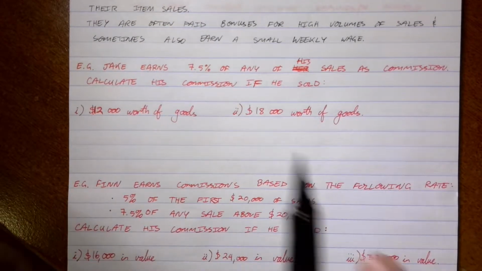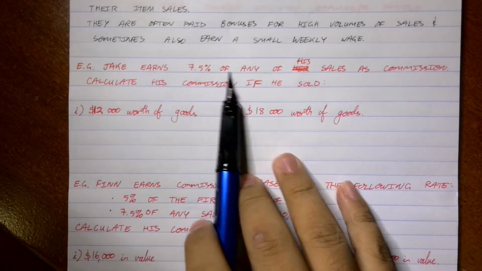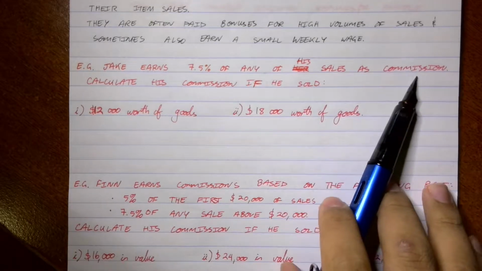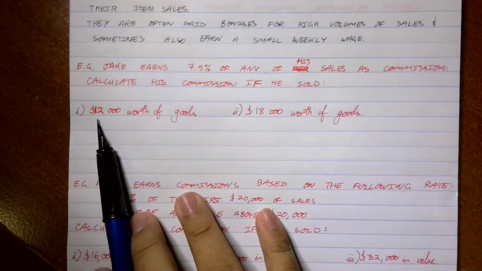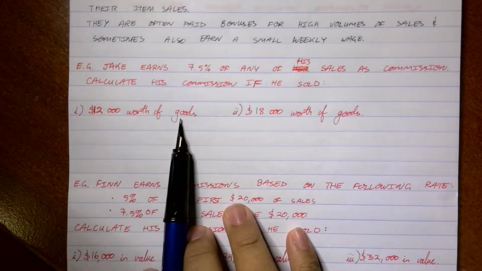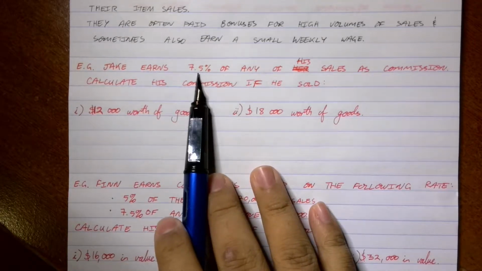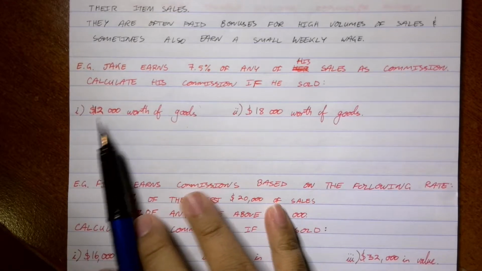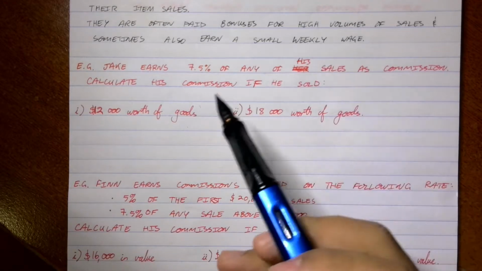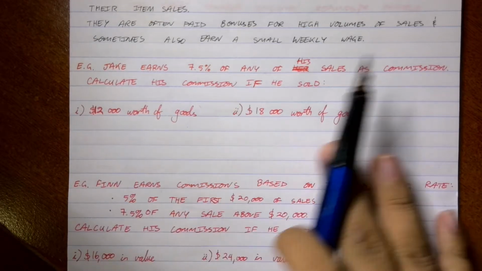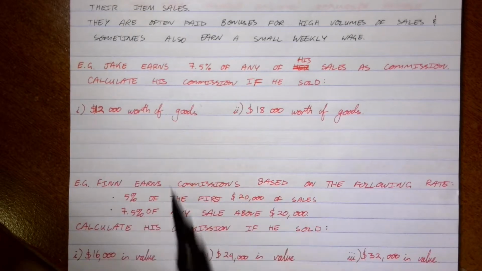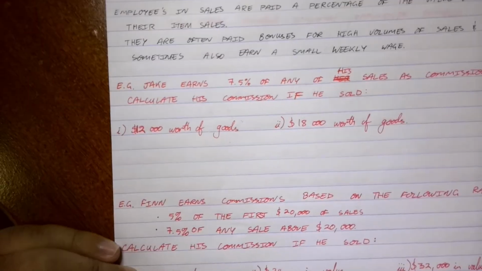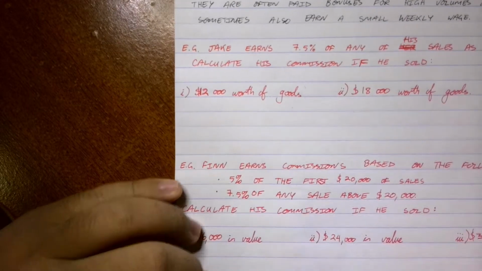So Jake earns 7.5% of any of his sales as commission. Calculate his commission if he sold $12,000 worth of goods. So let's say this guy works at Good Guys, and in a week, all the sales that he's convinced people to buy was worth $12,000. He would earn 7.5% of this amount. So we can calculate this very simply by doing the following.